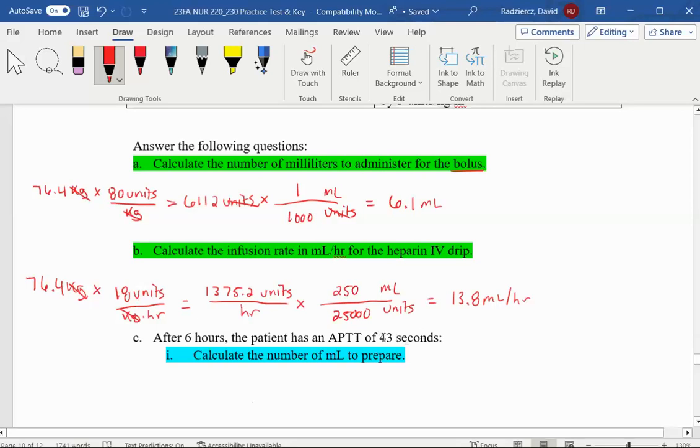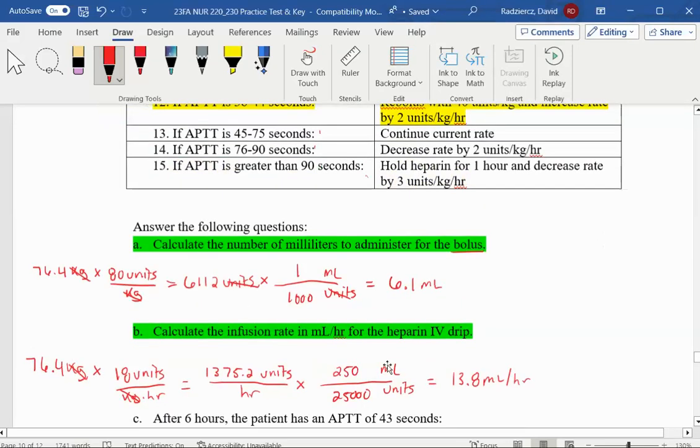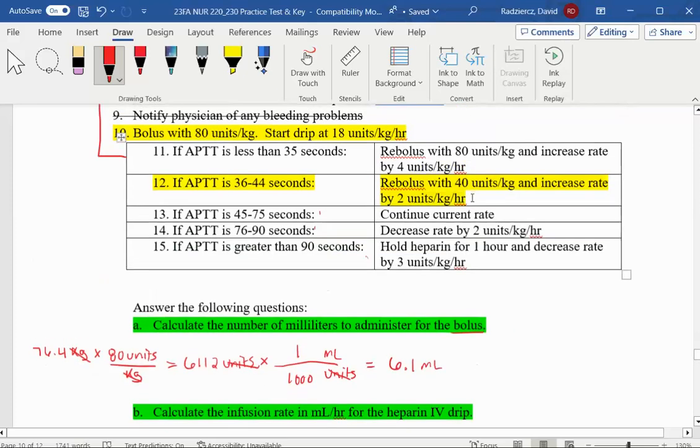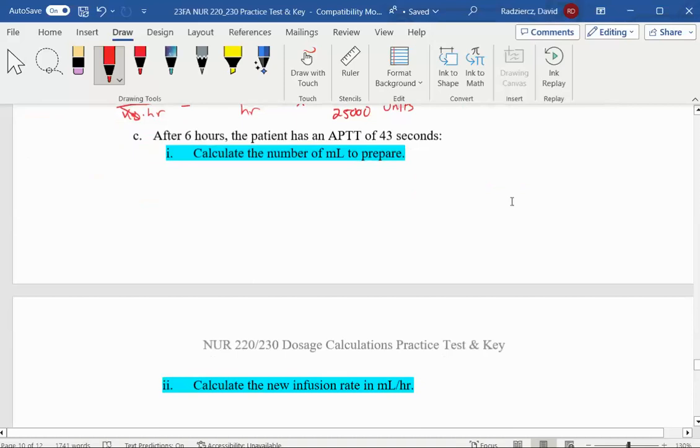So it says after 6 hours, we do an APTT. This is on the same patient. And we look at it, and it says 43 seconds. And so we just do what it says to do for 43 seconds. It says to rebolus 40 units per kilogram, and then increase the original rate, remember, that was 18 units per kilogram per hour, by 2. So that becomes 20 units per kilogram per hour. And so I'm just going to do that and show my work.